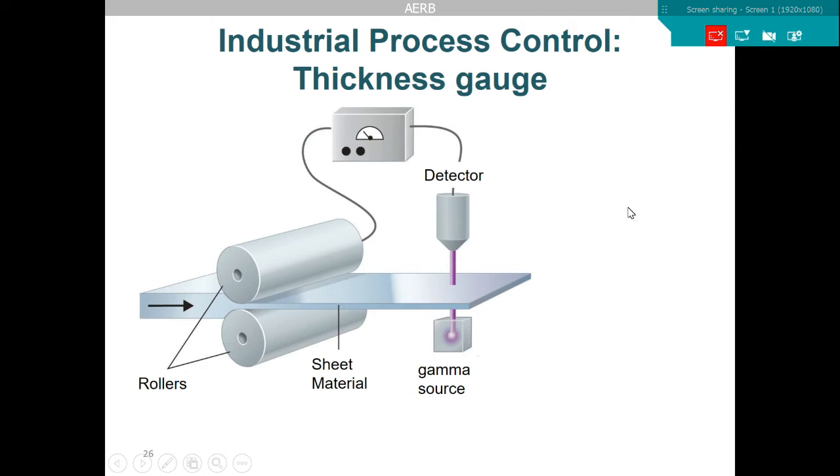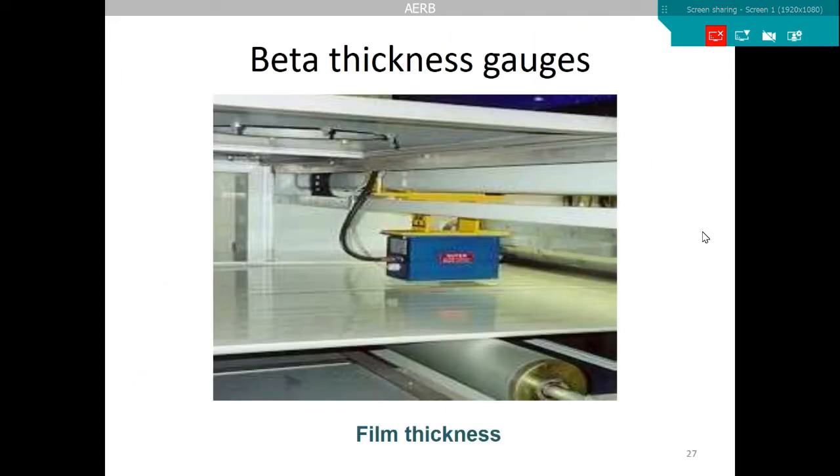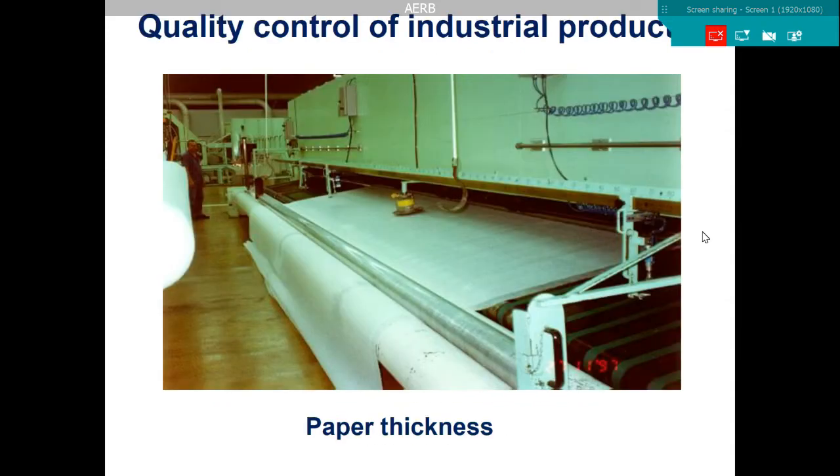Now, if the thickness is not enough, then more radiation will come out and that will be seen by the detector. If the thickness is extra, more than what you desire, then more absorption will take place in this region and there will be less radiation, and this detector will tell you. So the thickness of a thin layer of metal sheet can be measured using this technology to assure that the thickness of the product is uniform. That is an important industrial application. It's a thickness gauge. Here, film thickness can be seen to be uniform, and we have it in the paper industry.